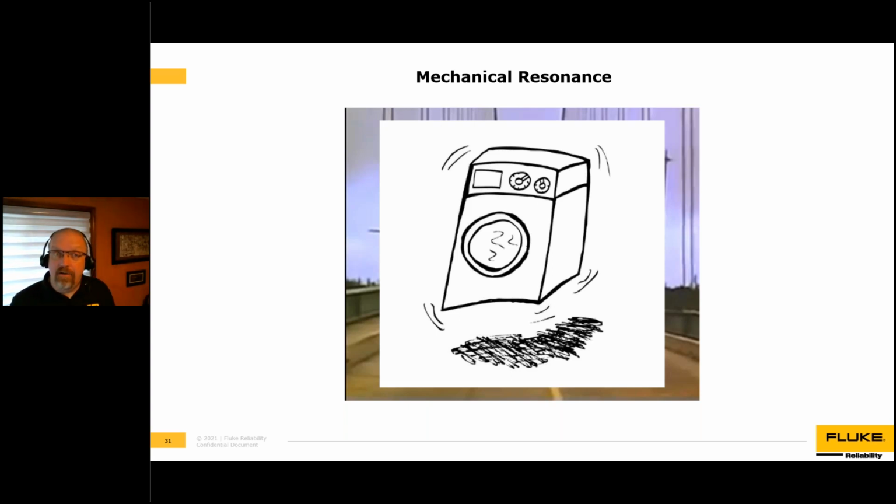A more accurate example of resonance is your washing machine. You may have noticed as your washer goes into its spin cycle, it goes through a period of increased vibration. That goes away either as it goes faster or as it goes slower. That increased period of vibration is the machine passing through one of its resonant frequencies.